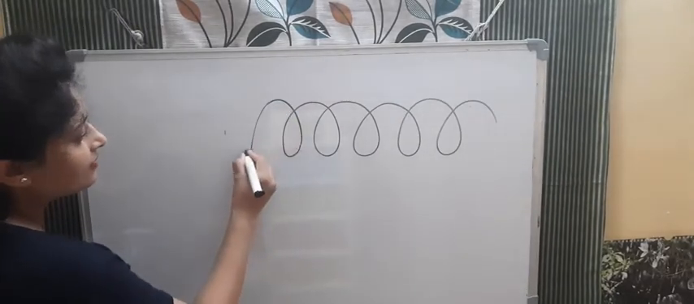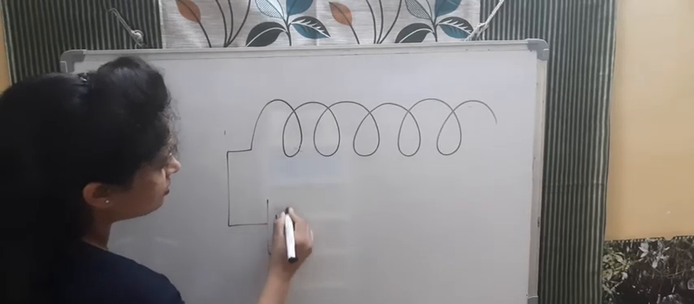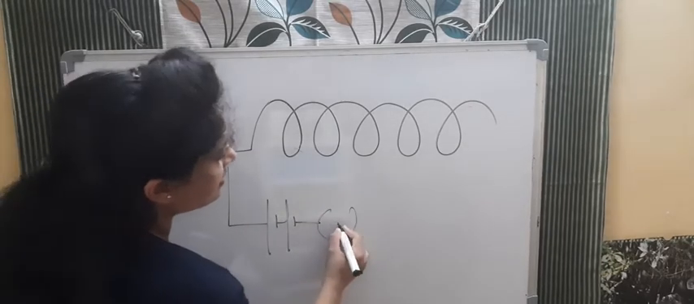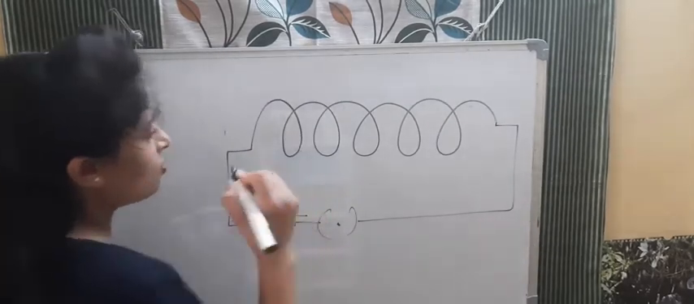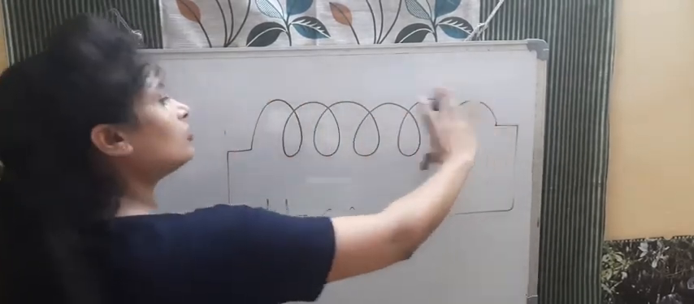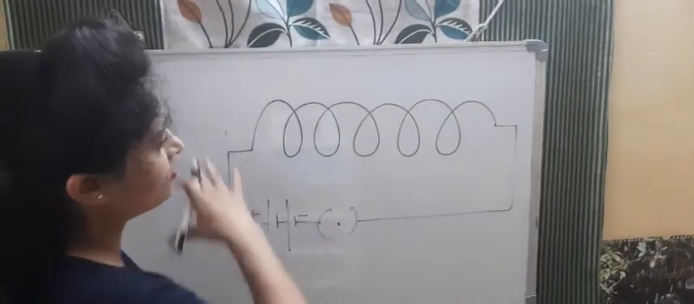Okay, so see, this I am connecting with the positive terminal of the battery, and this I am connecting with the negative terminal of the battery. So this is known as the solenoid. You can draw the structure on a plastic tube or cylindrical shaped objects, and this is known as the solenoid.